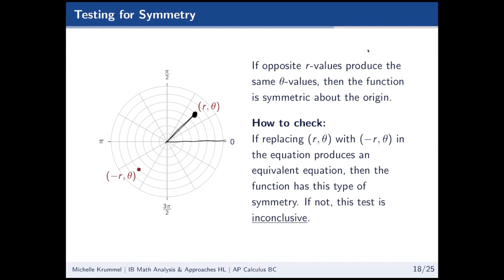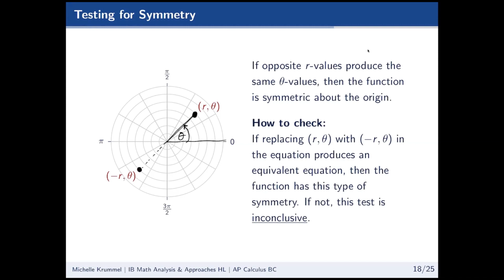If we use that same theta, so I'm swinging around to this angle right here, but I go back r instead of forwards r, then I get to this opposite point over here. So they have the same theta value, but they have opposite r values. And in the rectangular coordinate system, that's the situation where you have opposite x values produce opposite y values. So this is symmetry about the origin.